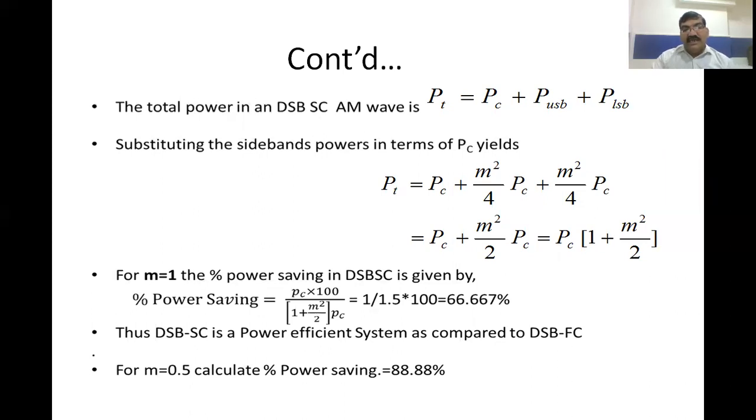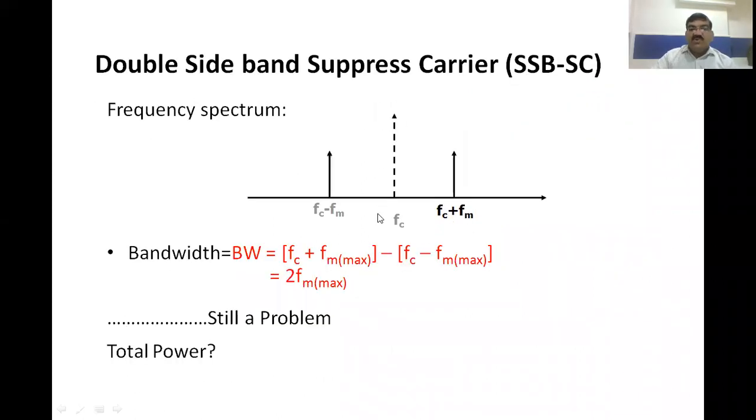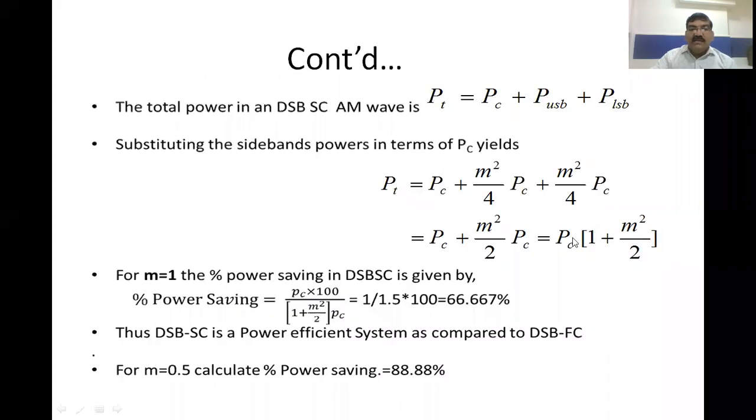So if you suppress the carrier, as I told here, then more than 66% power saving is there. Now, if you consider, double sideband suppressed carrier is a power efficient system as compared to double sideband full carrier. So we can say the system is more efficient. That is what, 66% of power you are saving for the modulation index 1.